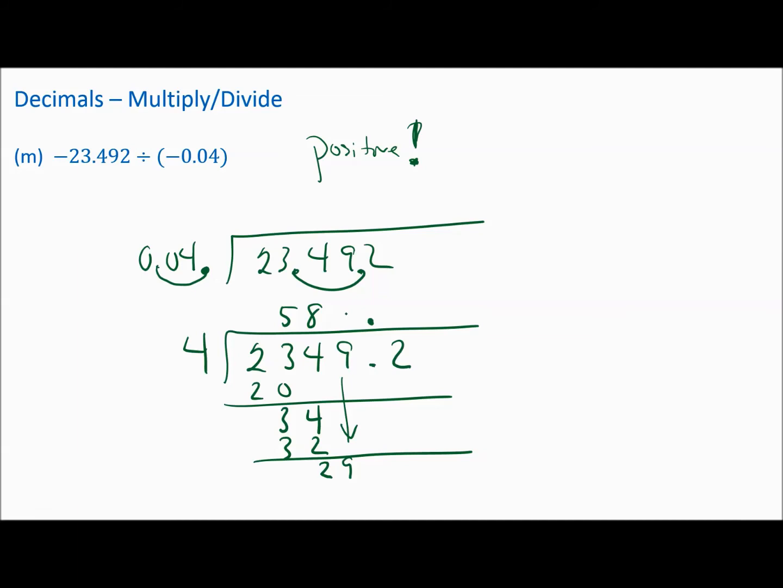See, 4 times 7 is 28, right? Okay, so 4 times 7 is 28. I'm running out of space. 9 minus 8 is 1. 2 minus 2 is gone. I move the next number in line down. 4 goes into 12 3 times. Now remember, that's past the decimal. And 3 times 4 is 12, and that gives me a remainder of 0.